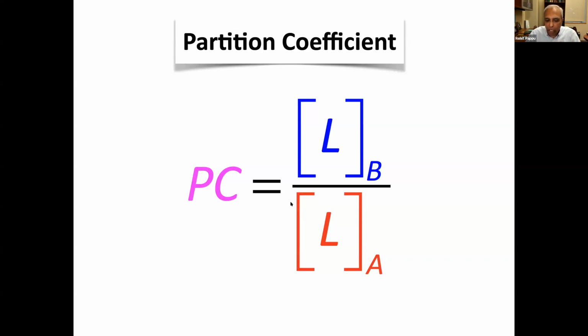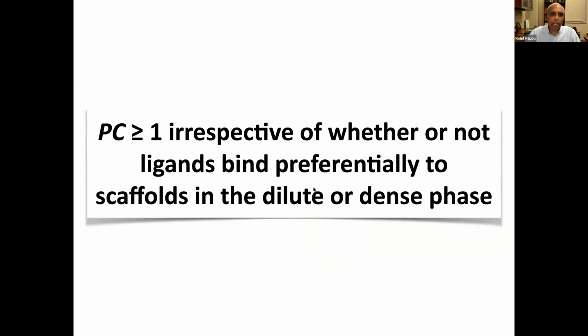What is particularly important is that it's not out of the realm of possibility that we'll find a paper where PC equals 1 is taken to mean that the ligand is essentially agnostic for the scaffold in the dense versus the dilute phase. So what Kirsten did was she visited this question and basically asked, does this have merit?